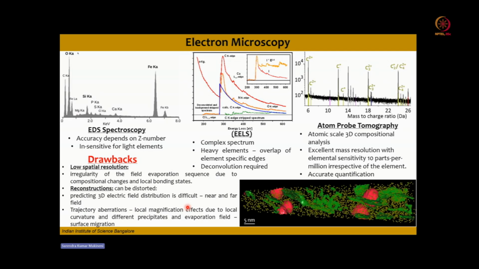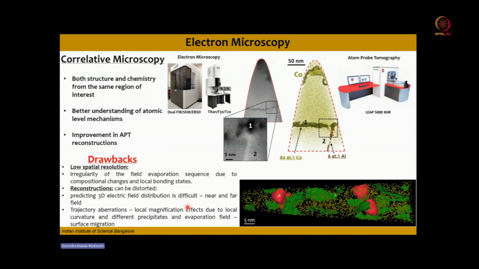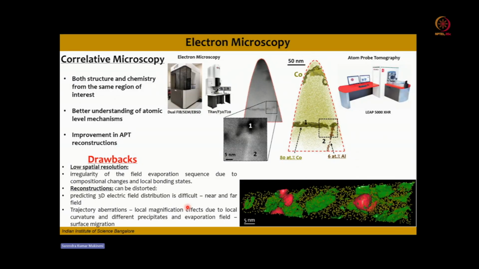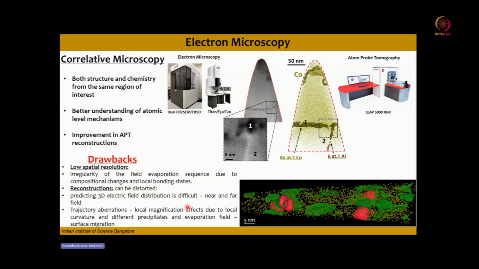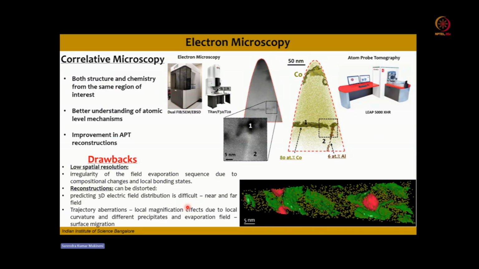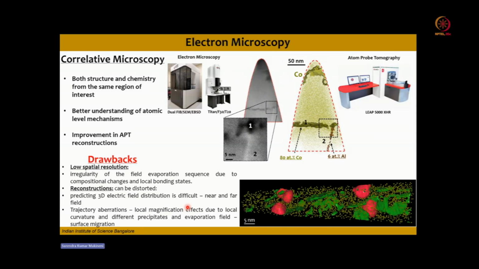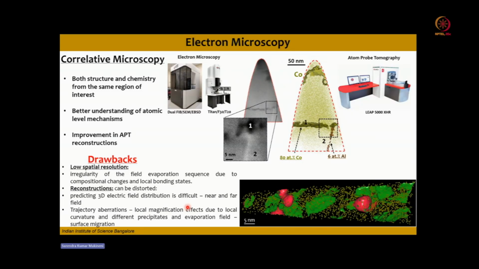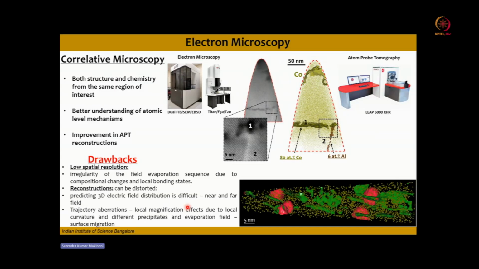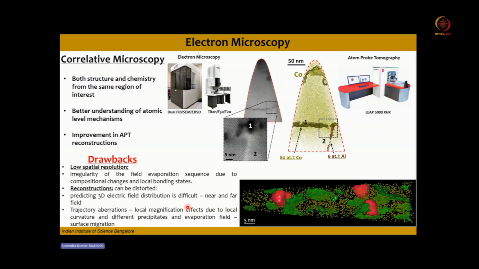But these drawbacks can be overcome by using correlative microscopy. What is correlative microscopy? It is nothing but a sample is examined in an electron microscope, either a scanning electron microscope or a transmission electron microscope, to get the structural information from macro to atomic scale. Then the same specimen can be field evaporated in an atom probe to get the correlative chemical analysis.